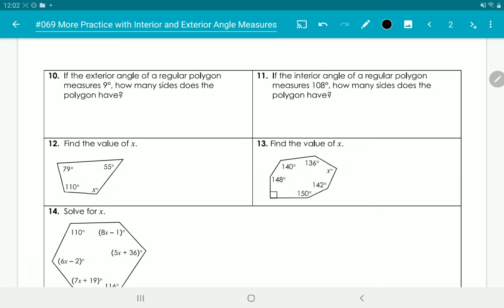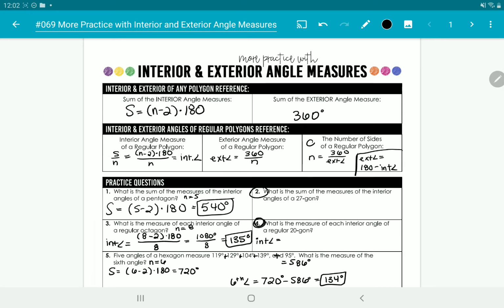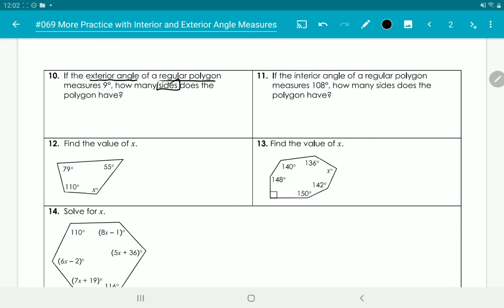Okay, so number 10. If the exterior angle, so we're looking at exterior angle of a regular polygon, okay? But it's asking us for the number of sides. So exterior angle, regular polygon, and sides is going to be this one. Okay, so n equals 360 divided by exterior angle is what we're looking for.